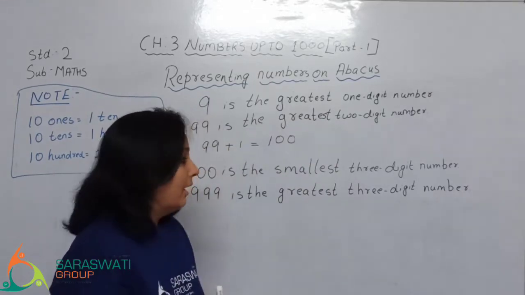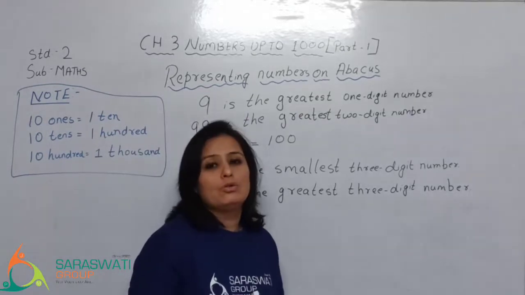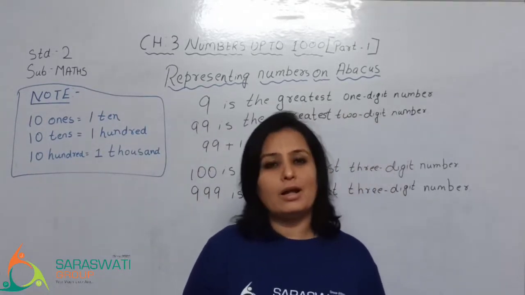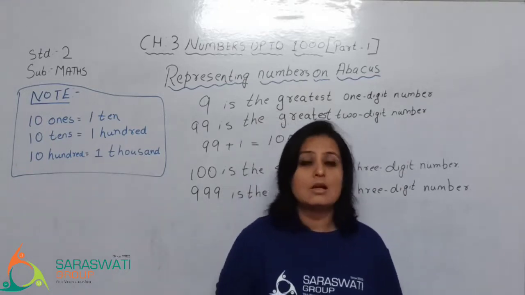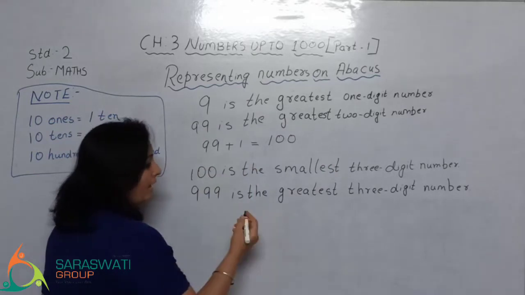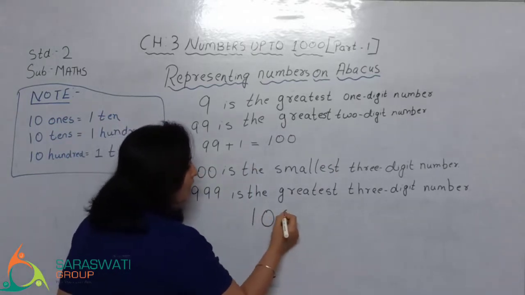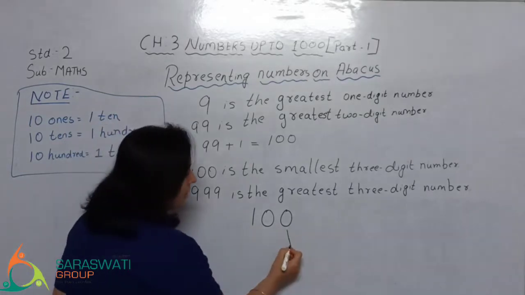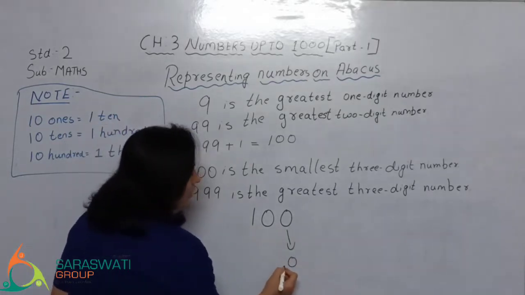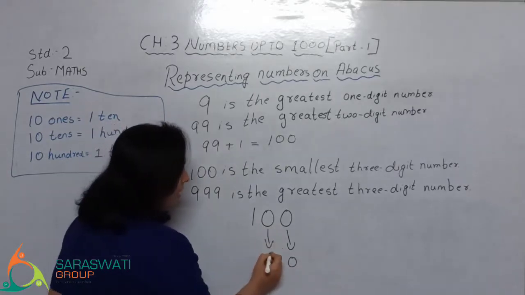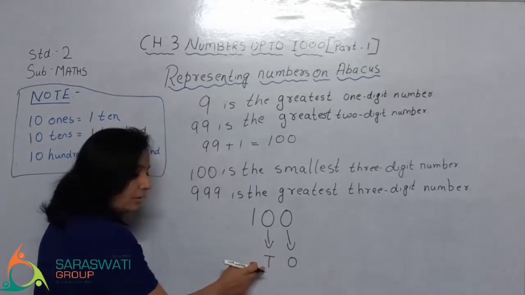Now, in this chapter, we are going to start numbers above 100. Up till 100, you all are very thorough with it, right? Now, 100. So, first of all, if I write 100, what does it indicate? It says there are 0 ones, right? There are 0 tens.